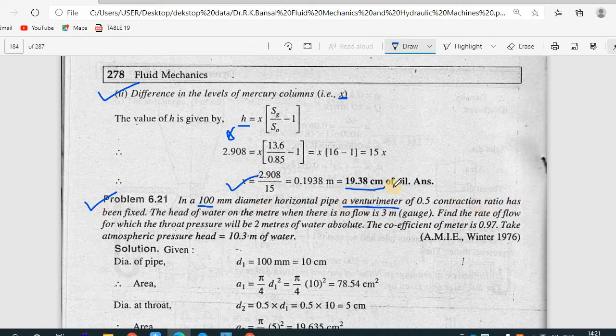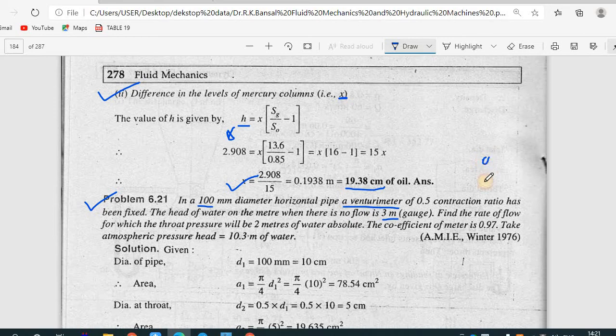What is this contraction ratio? We will see in the numerical. The head of the water on the meter, when there is no flow, is 3 meters. So when there is no flow of water, the head which has been created in the gauge is 3 meters. Find the rate of flow.